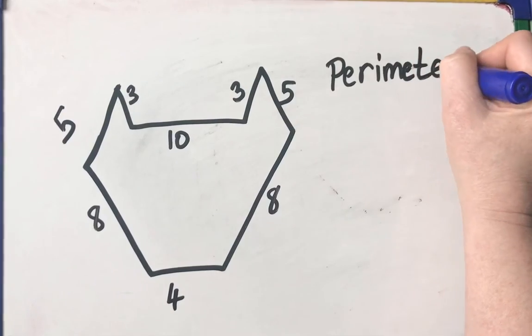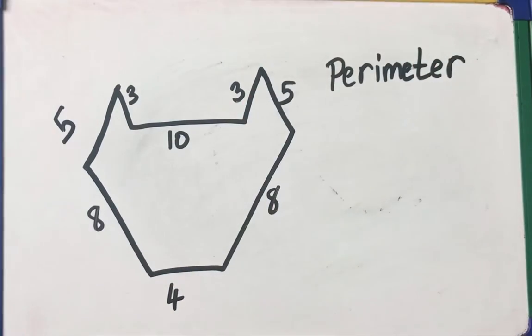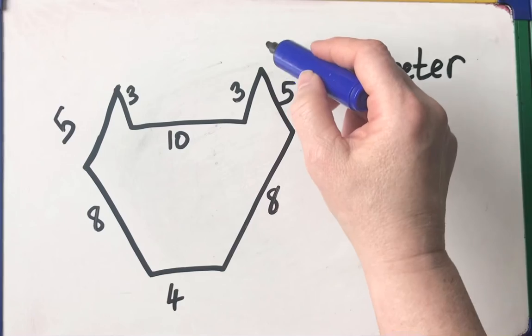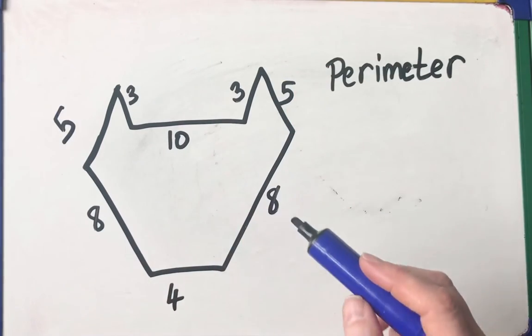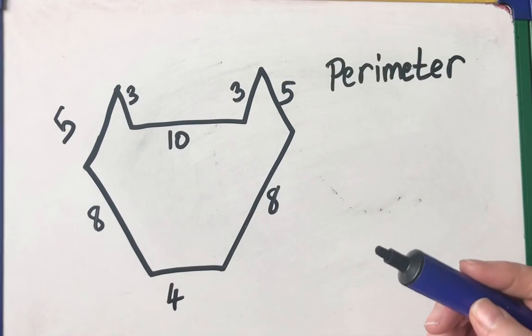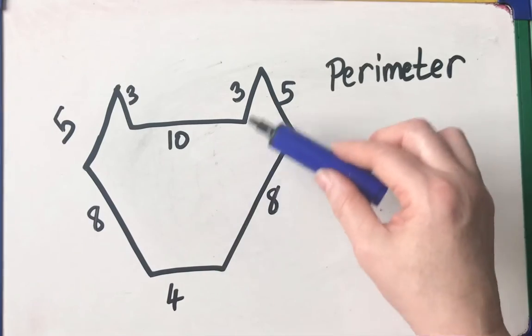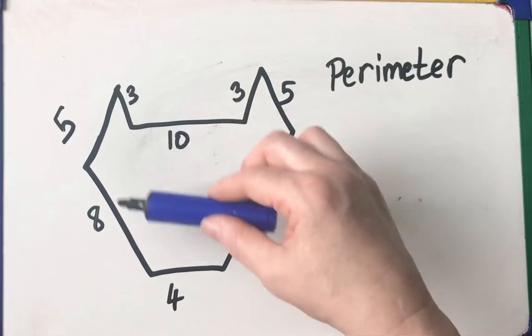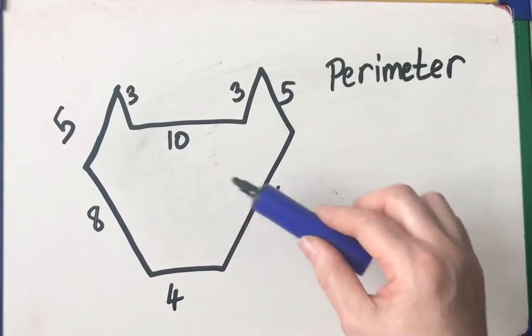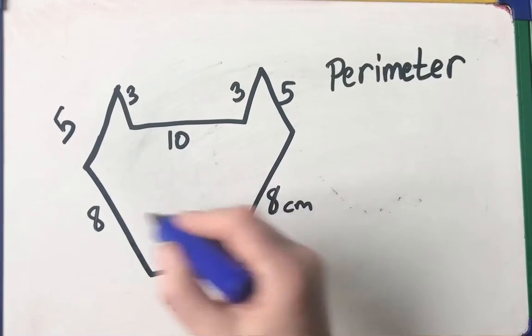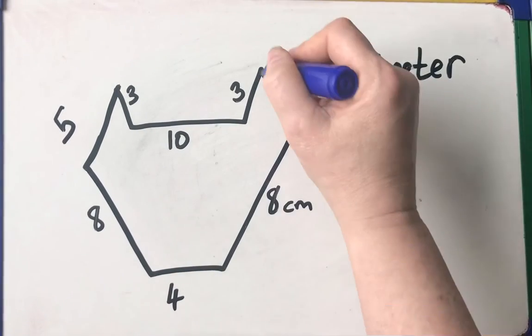Well, the perimeter is the distance all the way around. Patrol the prison perimeter. People get perimeter and area mixed up. Area is the amount of space inside. So the area would be the amount of centimetres squared that this diagram takes up. But we're interested in the perimeter.